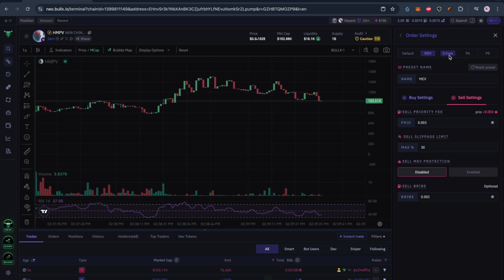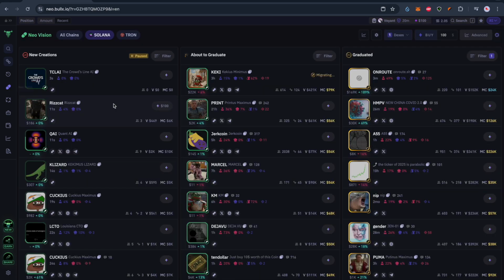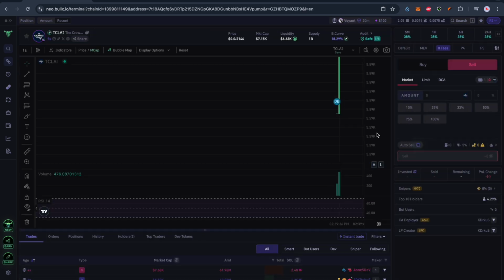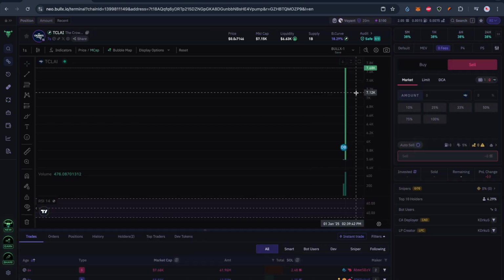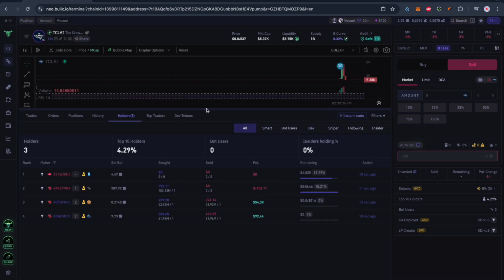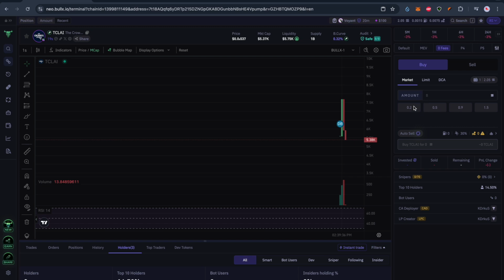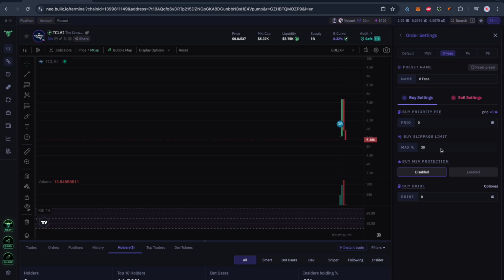And my final order setting is 0 fees. Let's say you were to buy a coin, right? You want to buy this coin, and let's say you bought here at the bottom, and then you see over here, right? The coin dies. There's literally no holders. Everybody's basically out. There's no people buying, so you want to save on your fees. So what you do is choose 0 fees. Let's say if you want to buy and there's no buyers, you can still buy it for 0 fees, right? So basically just 0 fee everything, 30% slippage limit, disabled MEV, 0 bribe.